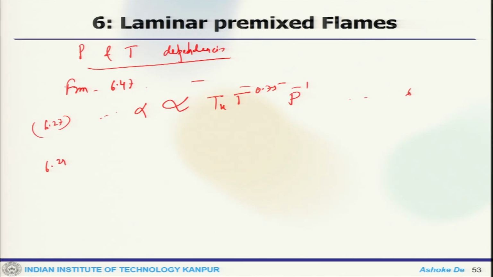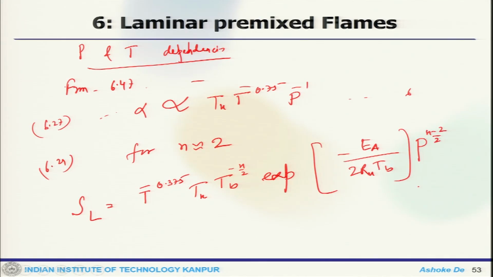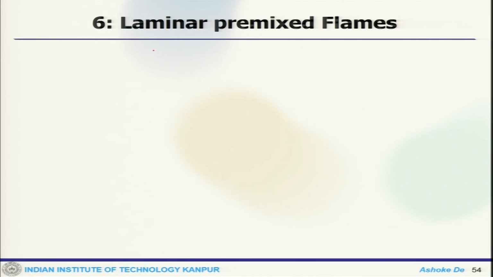and also 6.29 has given us for SL equals T bar to the power 0.375 Tu to the power minus n by 2 exponential, P to the power (n minus 2) by 2. So, this is what we have already obtained in 6.29. These two pieces of information we have, and we want to use them and connect with this ignition energy equation. If we do that, the combined effect of SL is that E ignition is proportional to P to the power minus 2.